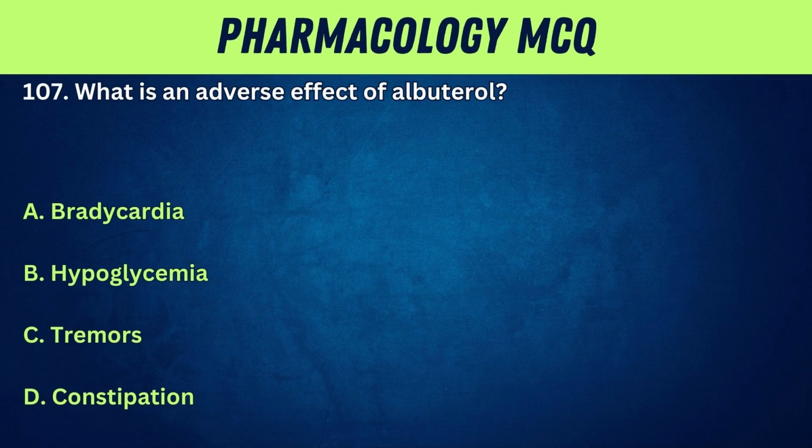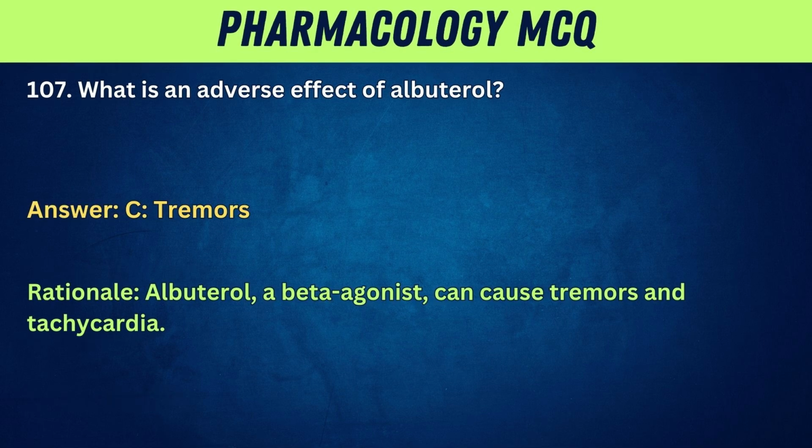107. What is an adverse effect of albuterol? A. INR levels. B. Hypoglycemia. C. Tremors. D. Constipation. Answer: C. Tremors. Rationale: Albuterol, a beta agonist, can cause tremors and tachycardia.